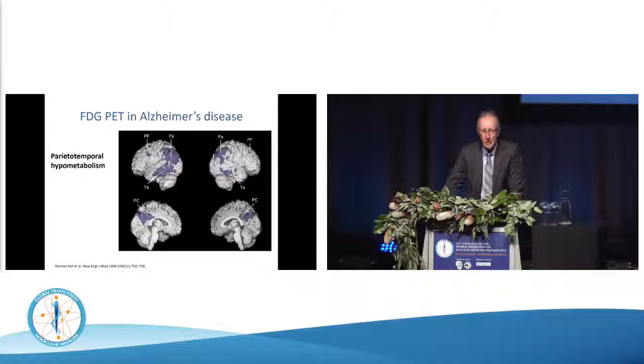So, FDG PET. This is a classic slide from Eric Ryman, published in the New England Journal of Medicine back in 1996, showing very nicely the parts of the brain that are affected in Alzheimer's disease.